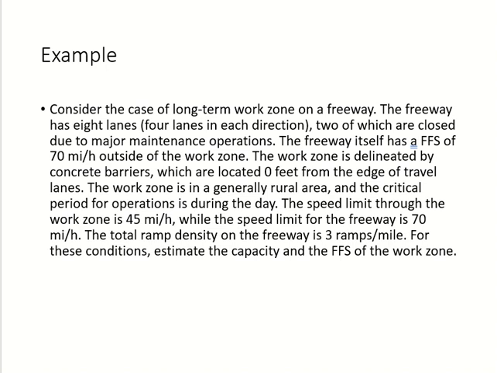We have a long-term work zone. It's a freeway. It has 8 lanes, 4 lanes in each direction. 2 of them are closed because of maintenance operations. Free flow speed outside the work zone is 70. The work zone has a delineation with concrete barriers, and these barriers are 0 feet from the lanes. It's a rural area. Critical operation is happening during the day. Critical meaning when we have more volume, the peak hour. Speed limit of the work zone is 45, outside the work zone 70, ramp density 3 ramps per mile. We have to find out the capacity of the work zone and the free flow speed of the work zone.